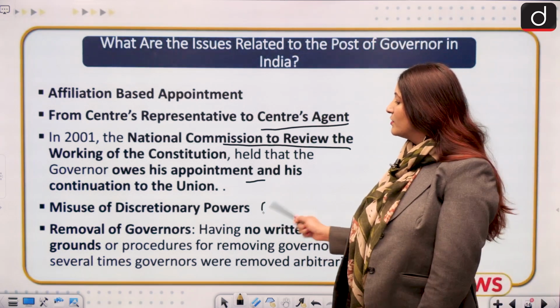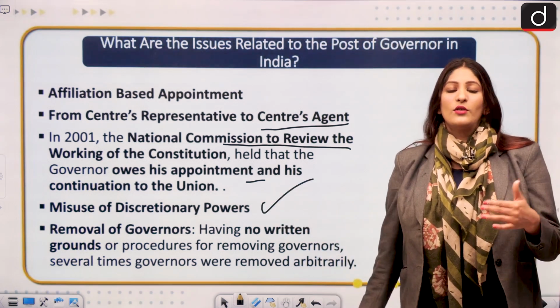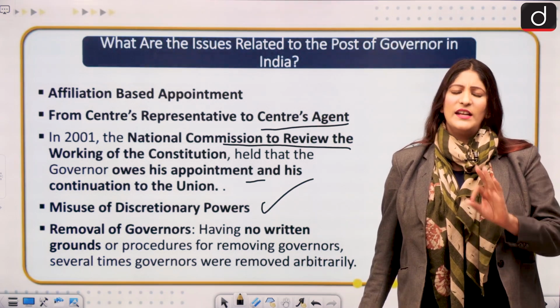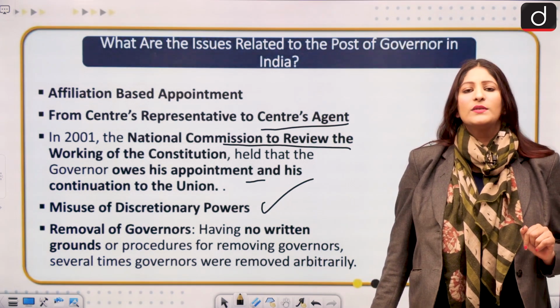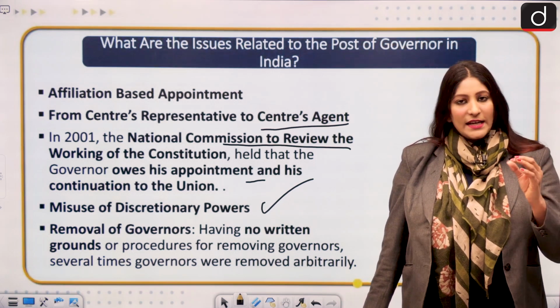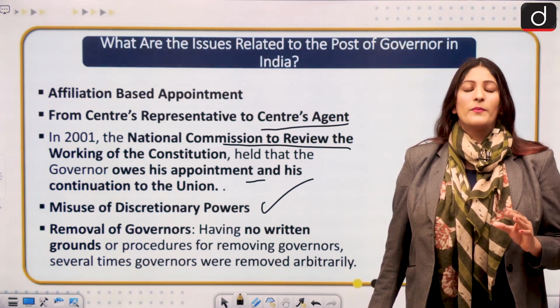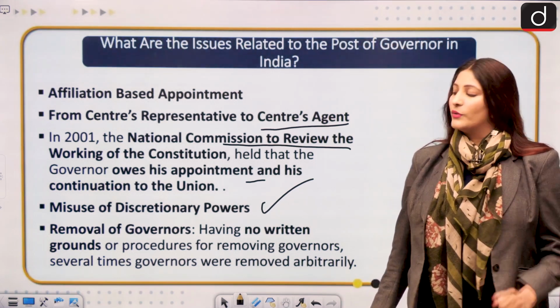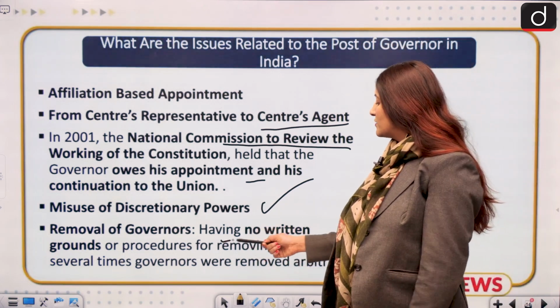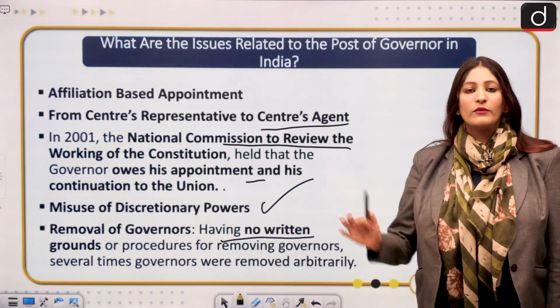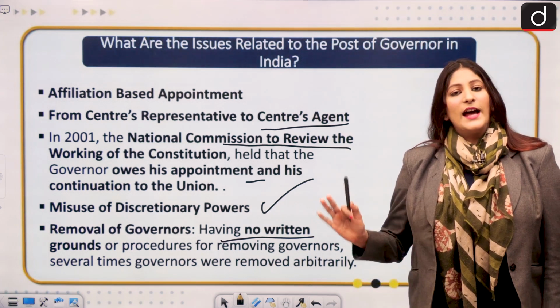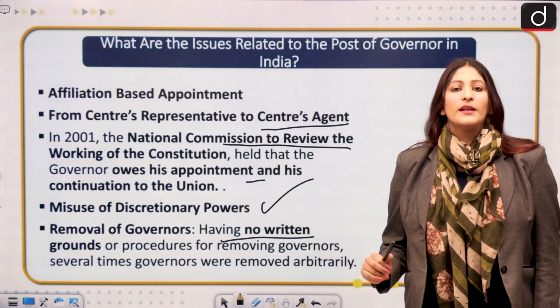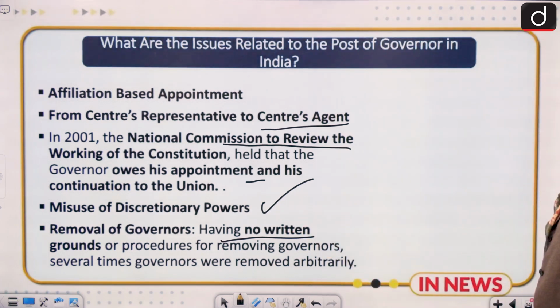Many times, although there is very little scope for the governor to use discretionary powers, they tend to use it even with this little scope. Removal of the governor is also not written on what grounds they will be removed. Because of this, it becomes really impossible to remove the governor.